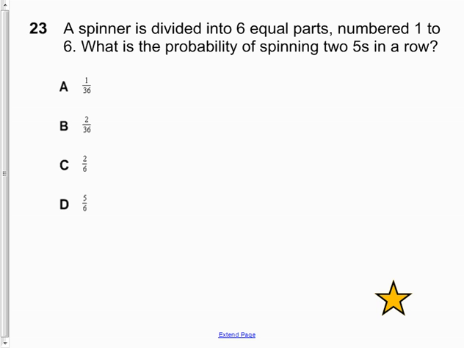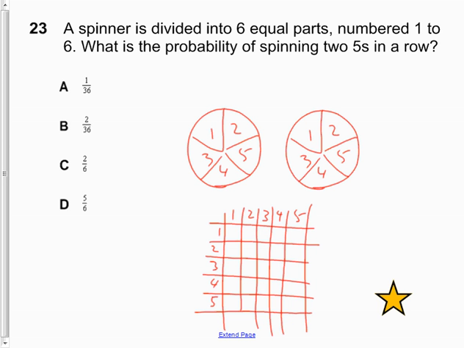And finally, question 23 says a spinner is divided into 6 equal parts numbered 1 to 6. What's the probability of spinning 2 5s in a row? So if I was to draw this, there would be 5 possible outcomes in the first spin, or the second spin, whichever. So out of the 25 possible combinations, only one of them is 5-5. So the probability is 1 out of 20.